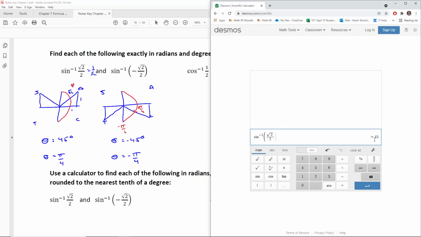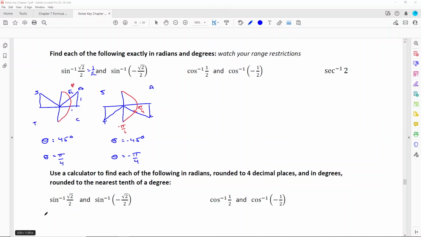Now my calculator does this automatically for me, but you can see over here my answer in degrees is 45 degrees. So it gave me the answer I expected. I wanted to get the angle for this inverse sine of root 2 over 2 as 45 degrees. Okay, what about in radians?